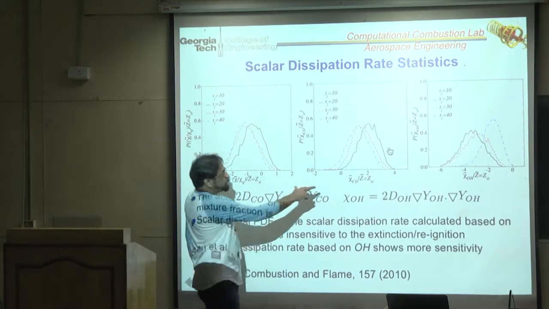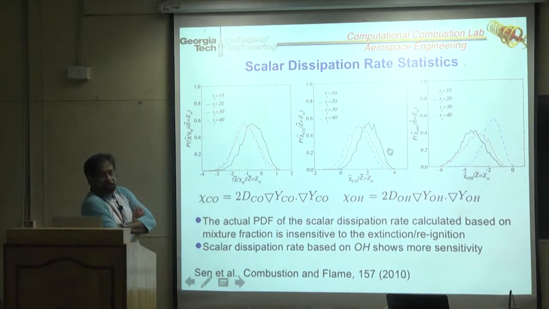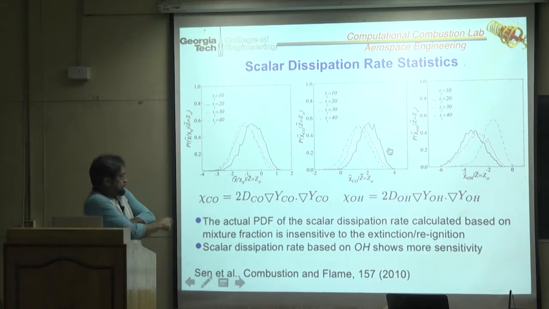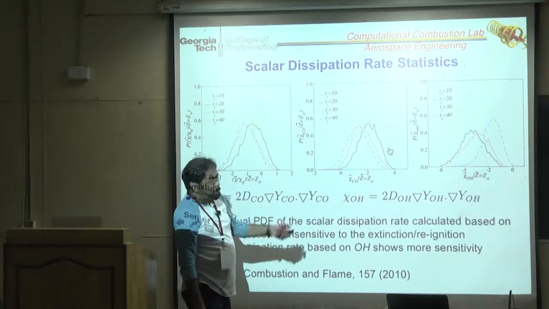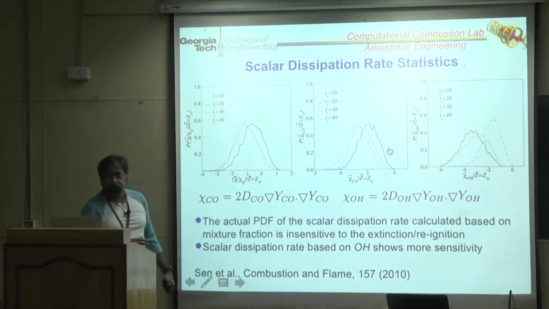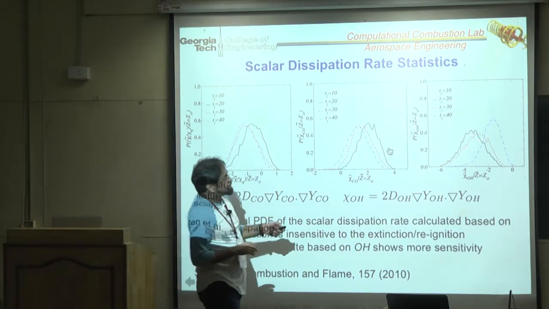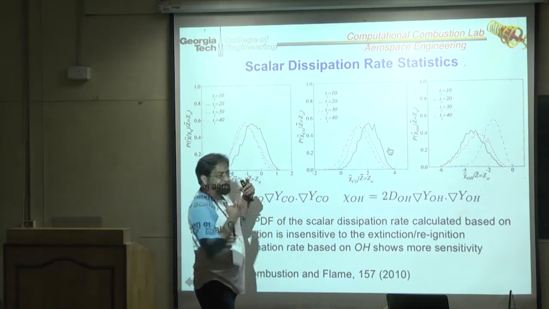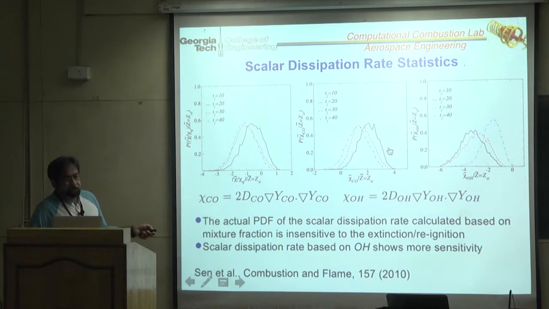If you look at CO, it follows. Interestingly, the scalar dissipation, the chi, remember this is a measure based on a mixture fraction. But if you look at the scalar dissipation for OH, it looks very different, especially at extinction versus reignition. These two seem to be the same for extinction and reignition, while OH is showing different results.